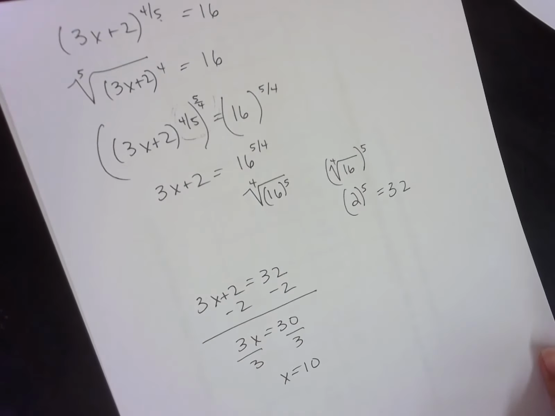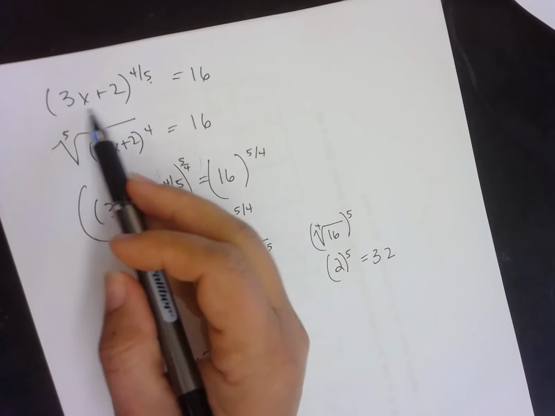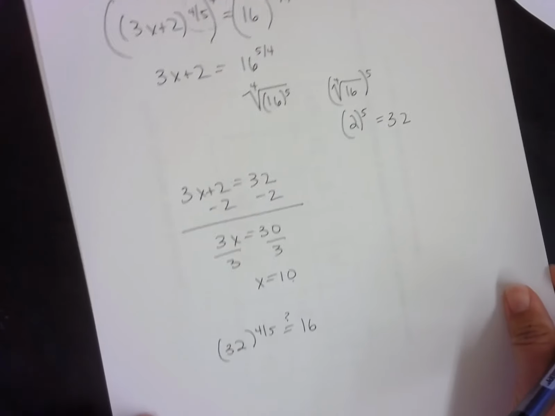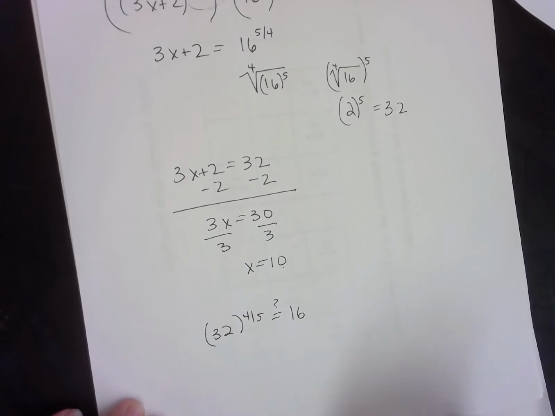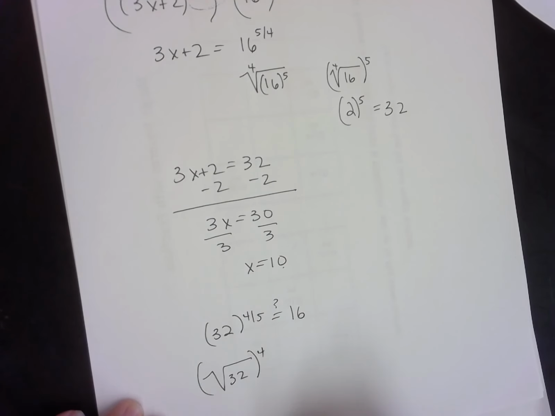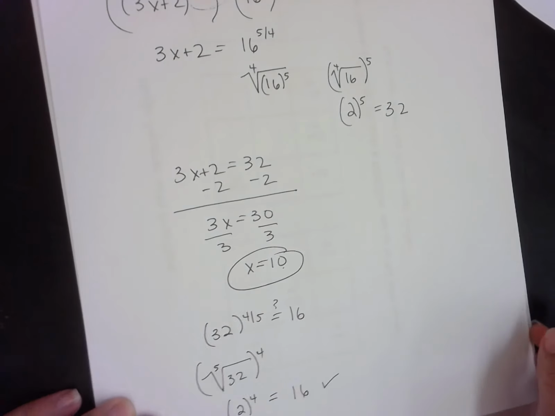A quick check of my original equation says if I put in the 10 here, then this will be 30 + 2, so I get 32^(4/5) is equal to 16. I'm checking this, so I guess I shouldn't put an equal sign immediately. I get 32^(4/5) equals 16, and again, I can think of this as the 5th root of 32 raised to the 4th. The 5th root of 32 is 2. I raise it to the 4th, and it does, in fact, equal 16. So x = 10 is an appropriate solution.